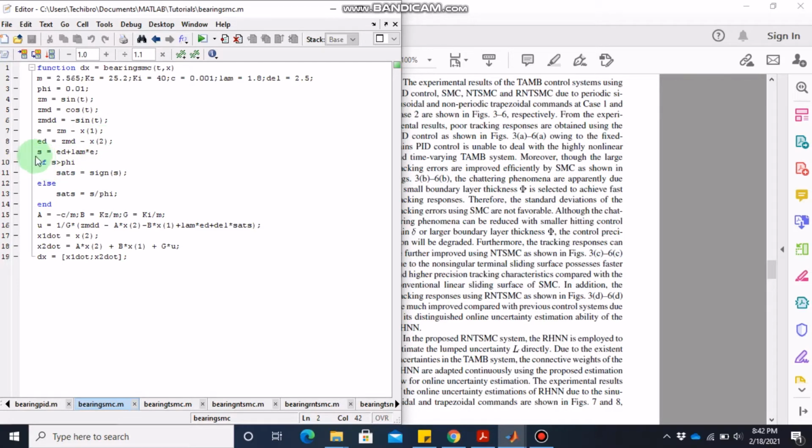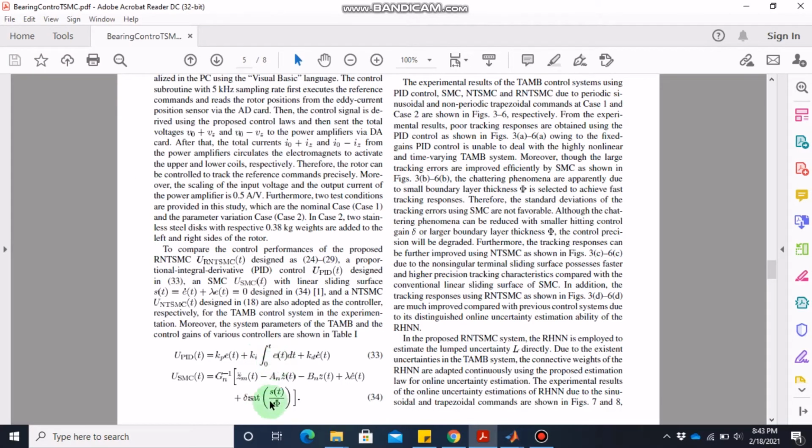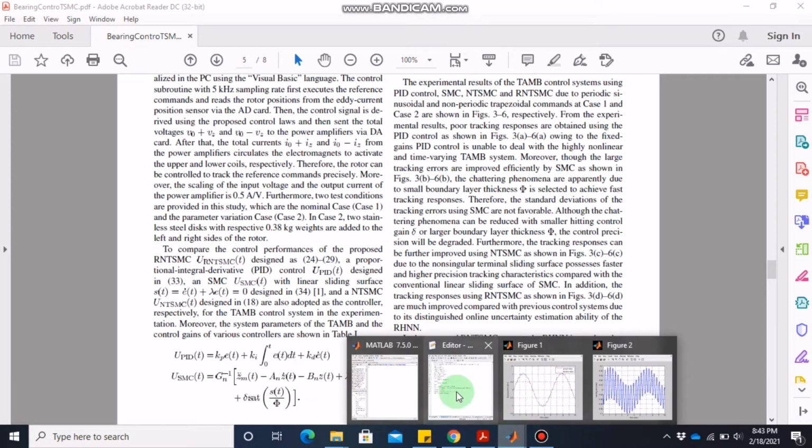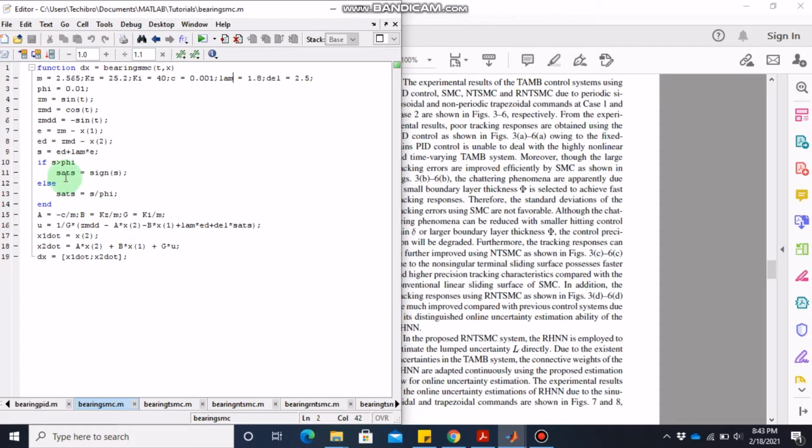This is the sliding surface, the derivative of error plus lambda times error, and then this if else is used for the implementation of this saturation function. So the saturation function is implemented in such a way that if s is greater than phi, then saturation of s is equal to sign of s, and else saturation of s is equal to s over phi.